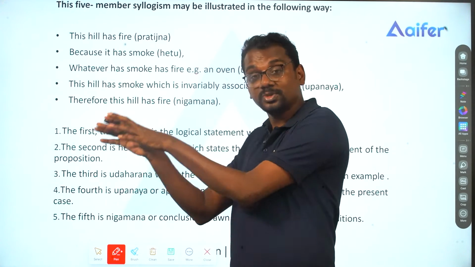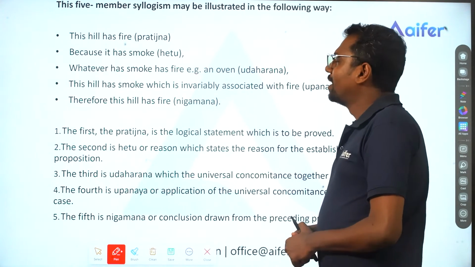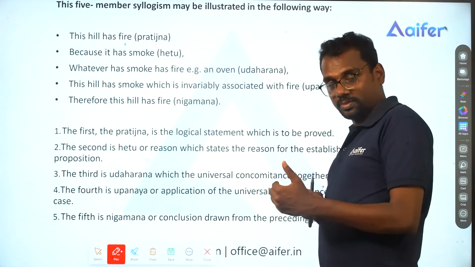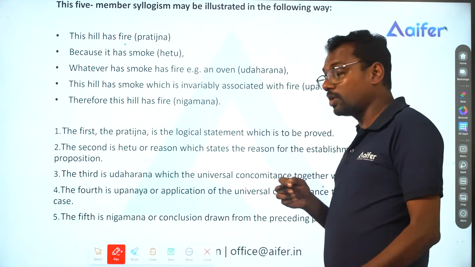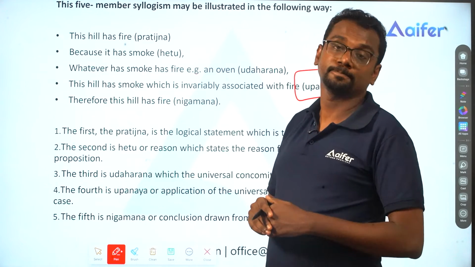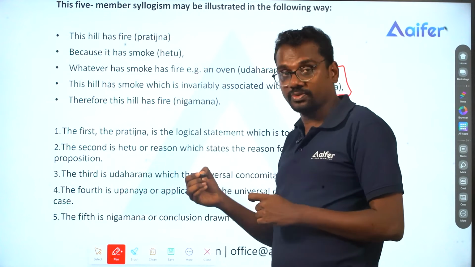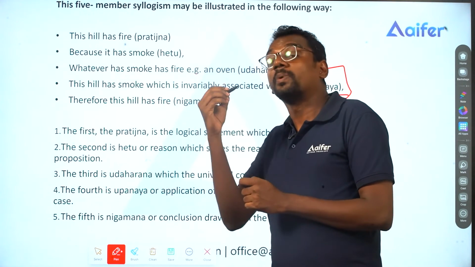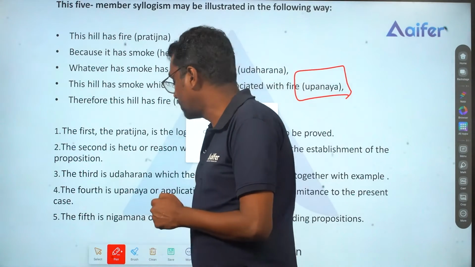Maybe he smoked and he put the cigarette somewhere and a fire, then it may happen. But it's not compulsory that every smoke is associated with Rahul. Here we can only conclude if every smoke is associated with fire. So every smoke is not associated with Rahul, but every smoke is associated with fire. That's what Upanaya is.